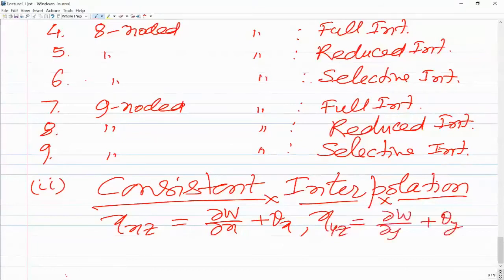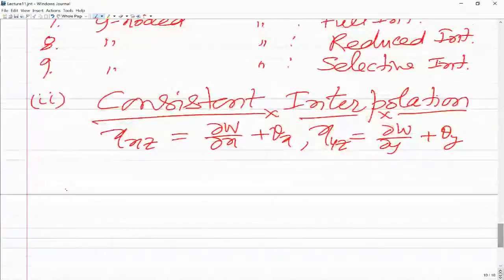Because in the transverse shear strains the derivatives of w are involved, and theta x and theta y come without any derivatives, we should have different interpolation for w and theta x, and the interpolation of theta x and theta y should be one degree lower than that of w. Let us say if w is quadratic, theta x and theta y should be bilinear. That kind of interpolation is known as consistent interpolation, and it eliminates locking. Let me explain that.